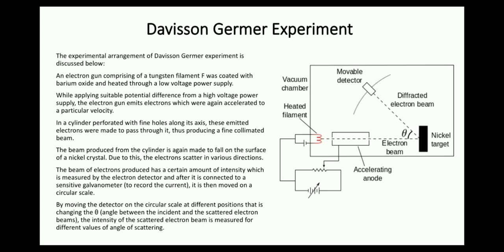By moving the detector on the circular scale to different positions, that is, changing the angle between the incident and the scattered electron beams, given by theta, the intensity of the scattered electron beam is measured for different values of angle of scattering.